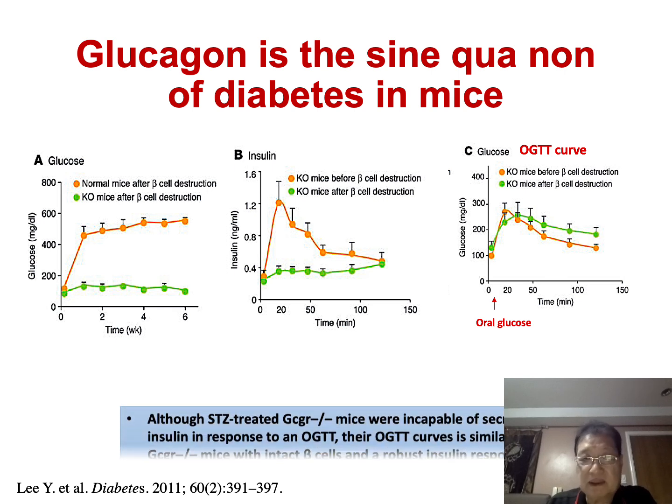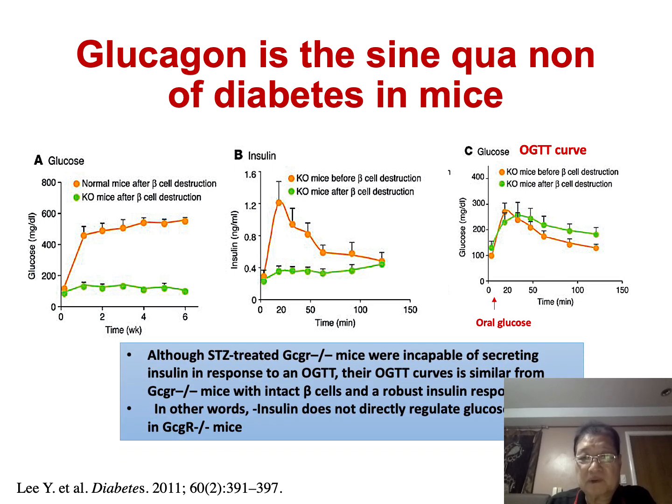Remarkably, although streptozotocin-treated glucagon knockout mice were incapable of secreting insulin in response to oral glucose tolerance tests, interestingly, the glucose tolerance curve did not differ significantly from glucagon receptor knockout mice with an intact beta cell and a robust insulin response. In other words, insulin does not directly regulate glucose tolerance in glucagon receptor knockout mice.